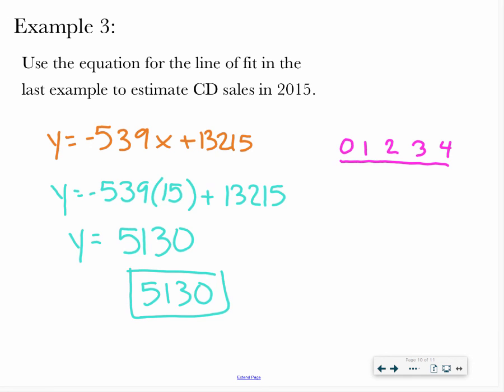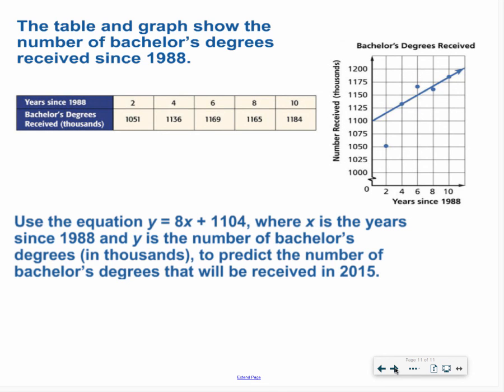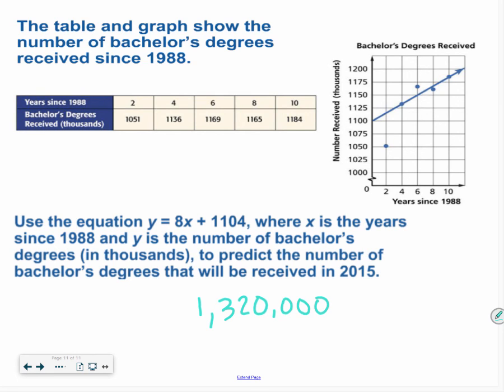Alright, go ahead and use the equation from the last example that you did, listed here again, in order to determine or to predict the number of bachelor's degrees that will be received in 2015. Hopefully you said the answer was 1,320,000 bachelor's degrees that will be received.